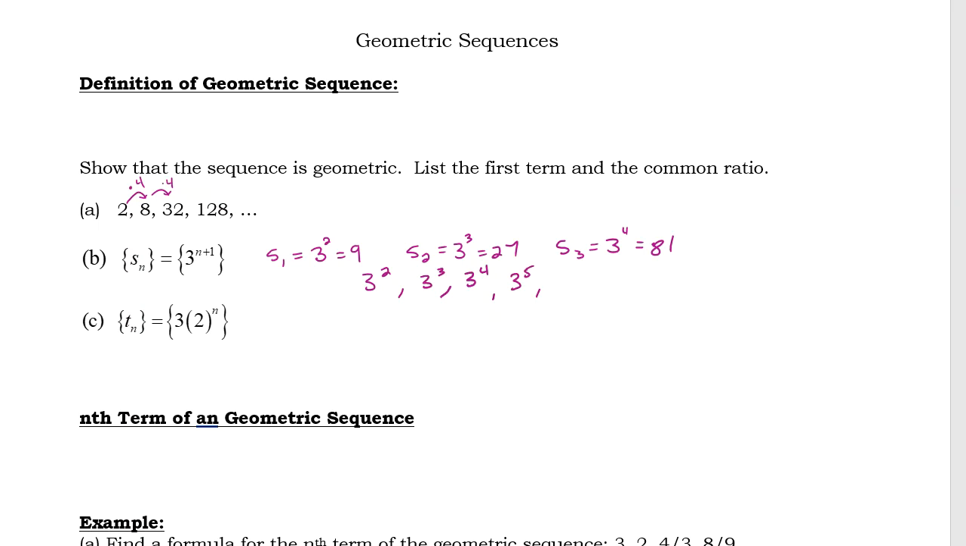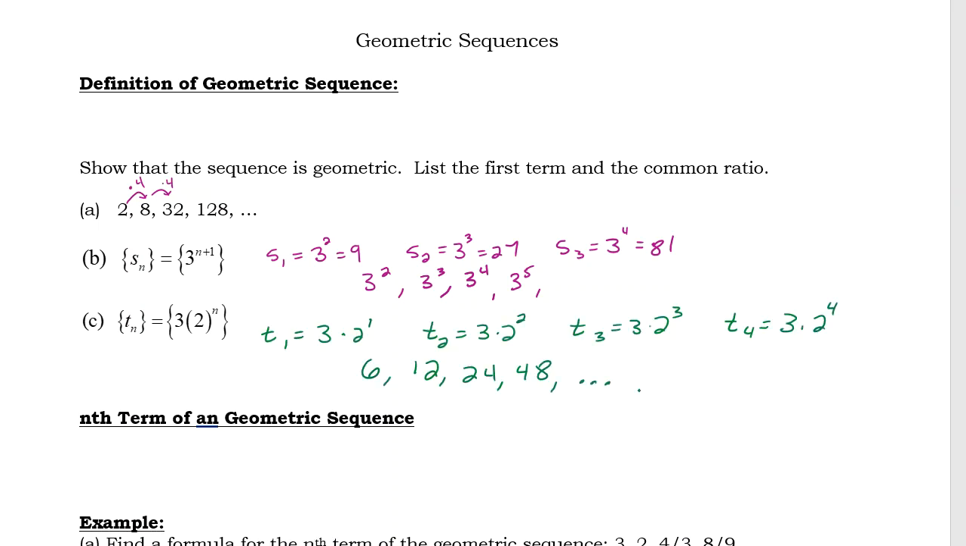All right, let's look at example C. Why don't you pause the video and write out the first 4 terms of example C. So hopefully you got 6, 12, 24, and 48. So what is happening here? Well, we're multiplying by 2 to get the next term.